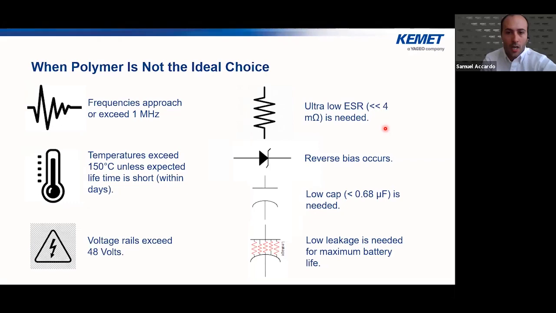And then whenever your device is connected to a battery, you're probably not going to want to use these as well, because due to the faults in the dielectric, they do have high leakage current, and they do have higher leakage current than MnO2s. So if you're switching over from an MnO2 to a polymer, you need to consider the leakage current as well if it's connected to a battery.